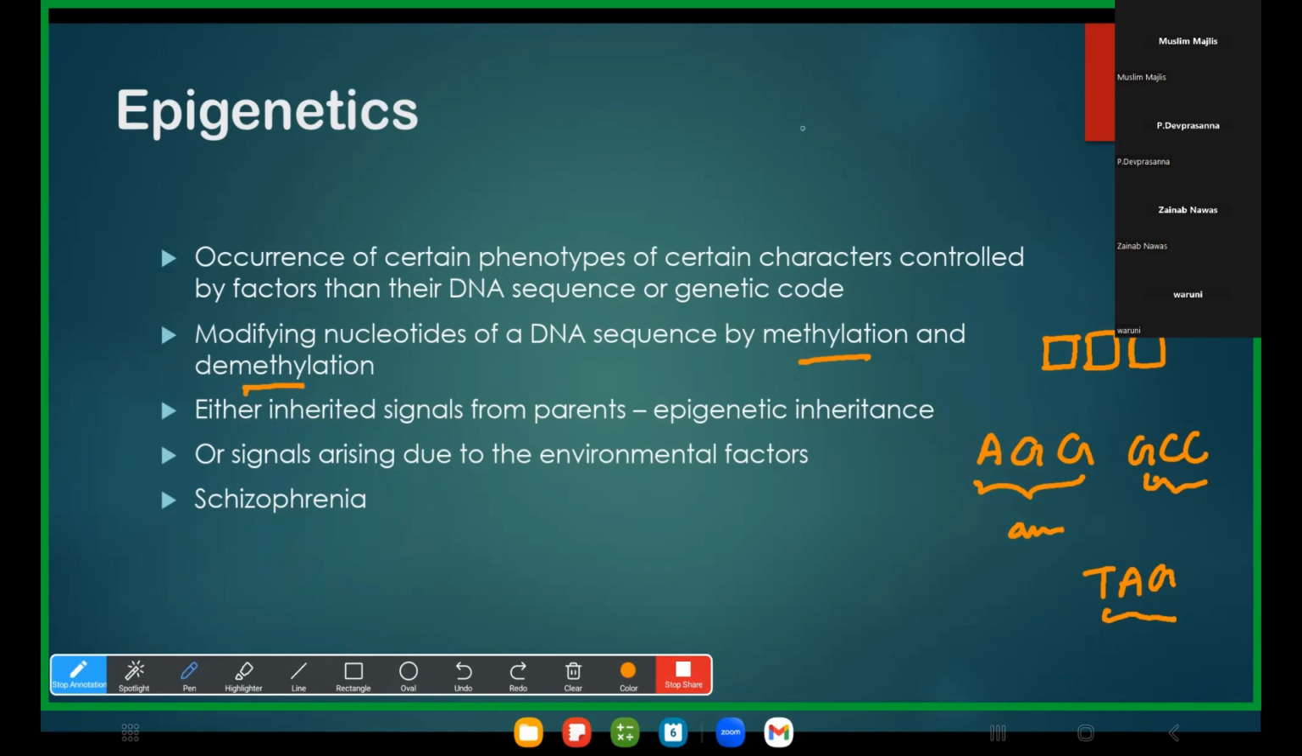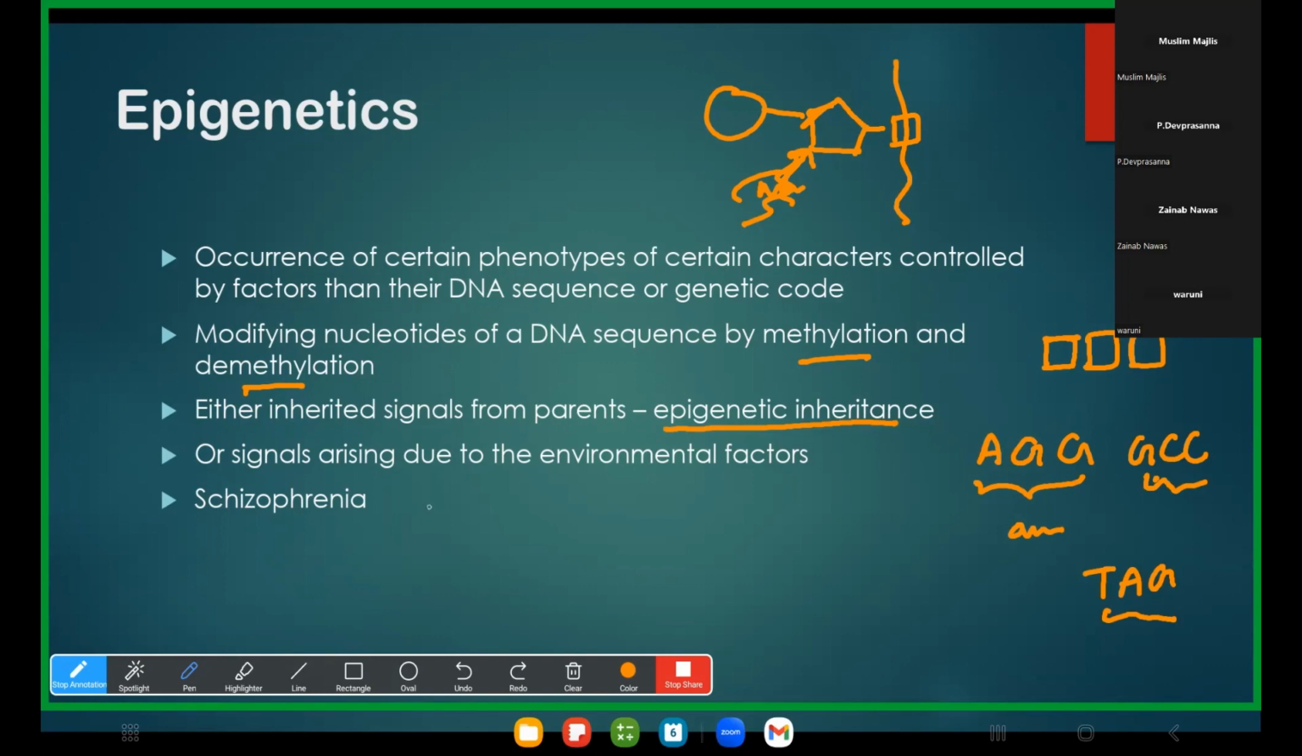So we know a nucleotide has a pentose sugar group, a nitrogenous base, and a phosphate group. So because of methylation, or addition of a methyl group, or removal of an existing methyl group could alter the function of this DNA sequence. So again, this alteration by addition of a methyl group or the removal of this methyl group could be either inherited from the parent as a signal or could be due to factors from the environment. So this kind of signal, if it is inherited from the parent, is known as epigenetic inheritance.